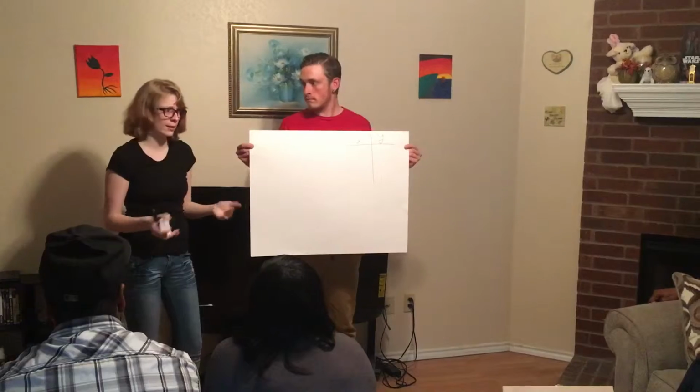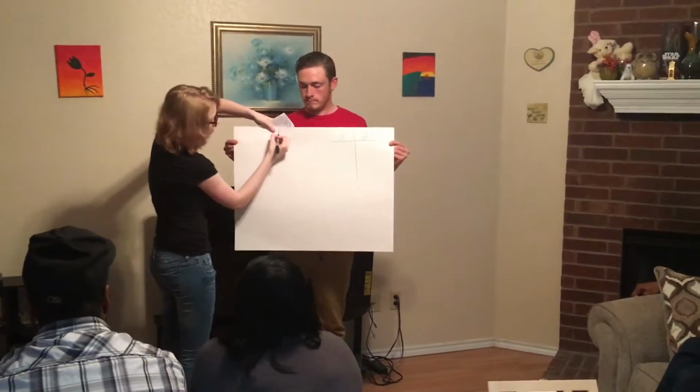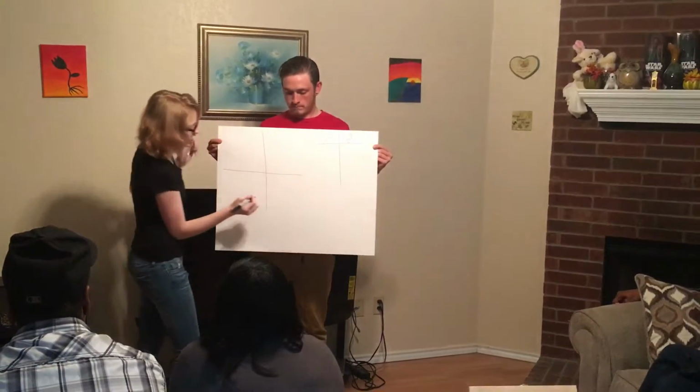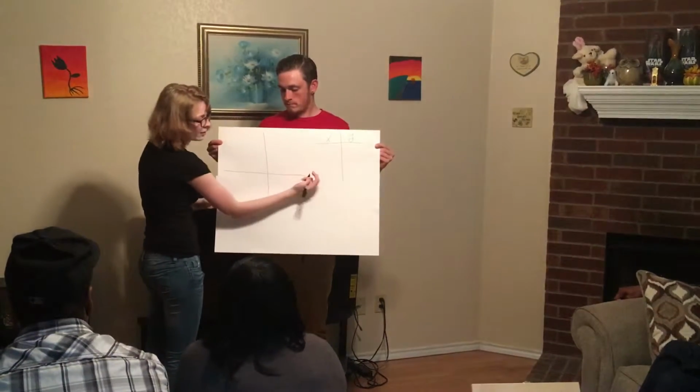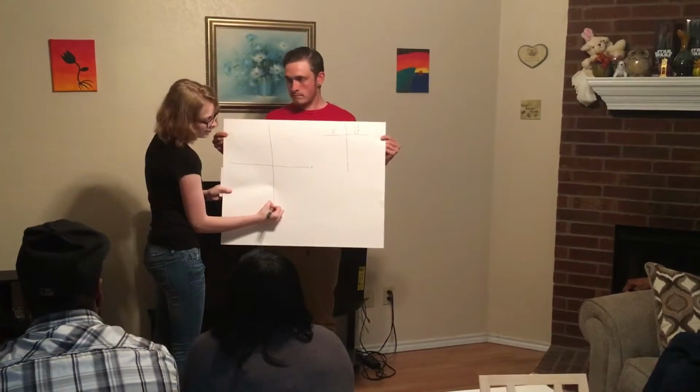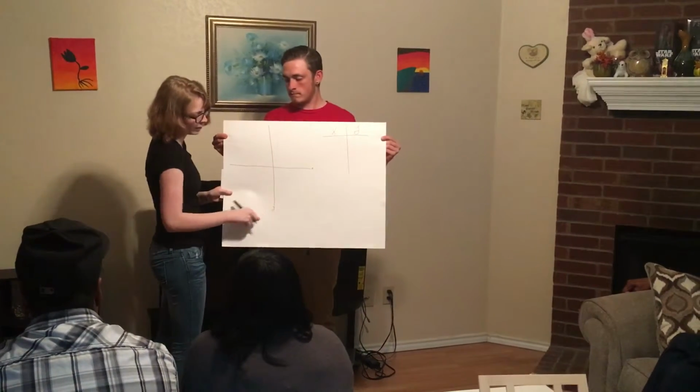Now to draw your XY axis, you're just going to draw a larger sort of T shape. This is your x-axis because it's horizontal. We'll label it X over here. And this is our y-axis because it is vertical. Label it Y right here.